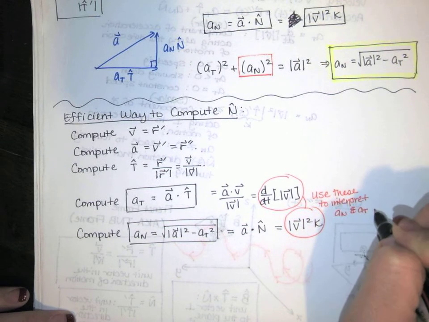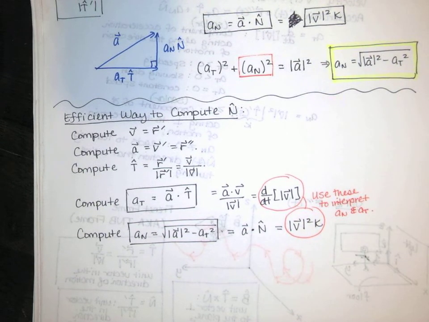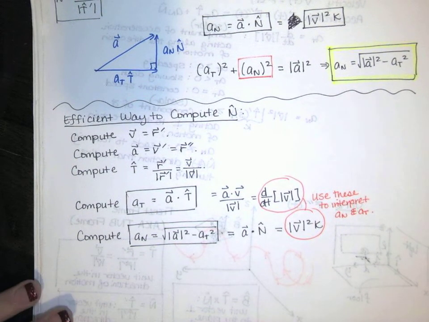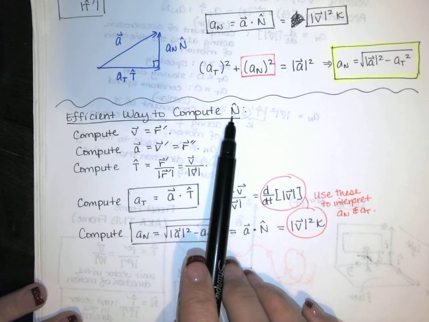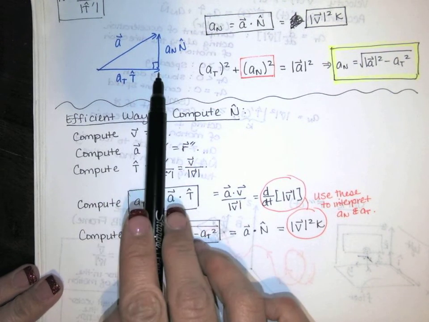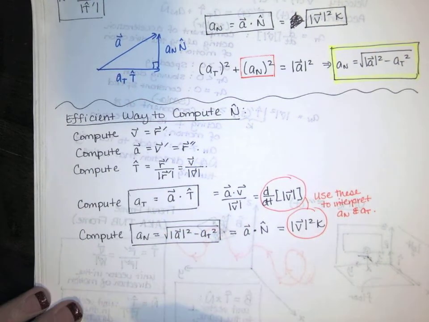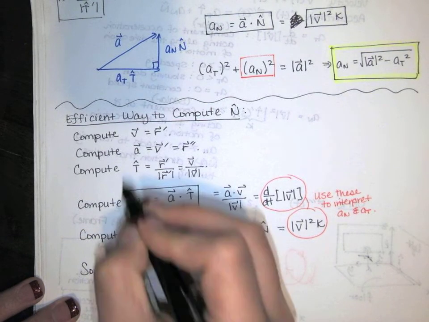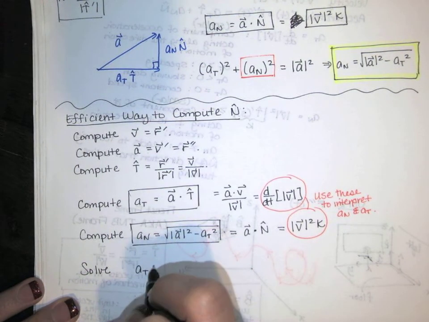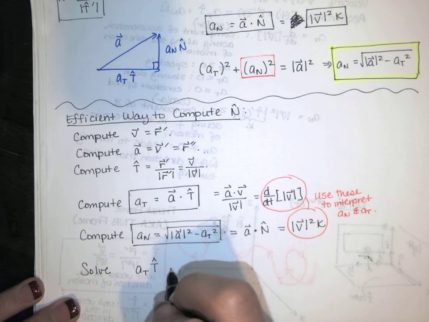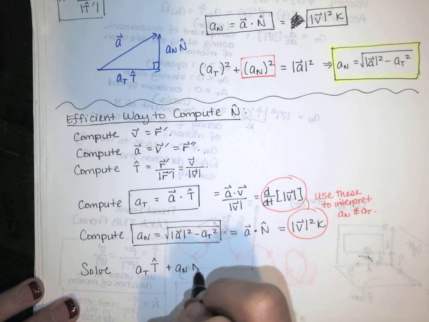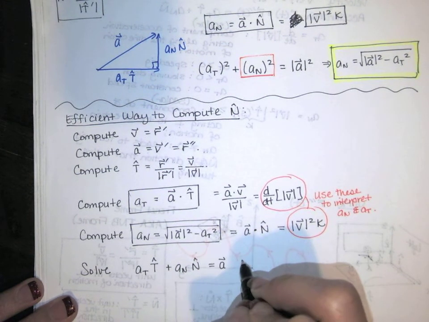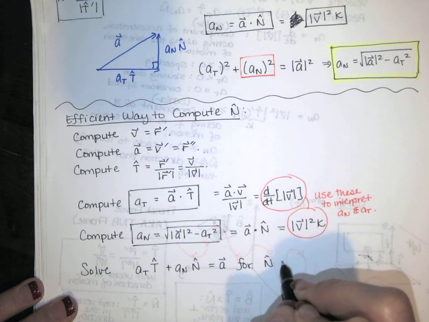These tell us what a sub t and a sub n mean. But that's the way to compute them, guys. It's really easy to find. And then you say, okay, how does that get me to n hat? Well, this vector plus this vector equals that vector. So if I want to get n hat by itself, I'm going to solve this vector equation, a sub t times t hat plus a sub n times n hat. Add tip to tail, you get a back. You're going to solve that for n hat.